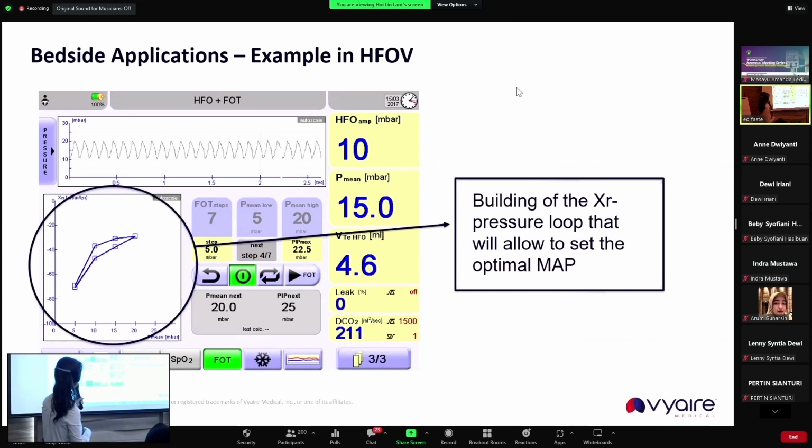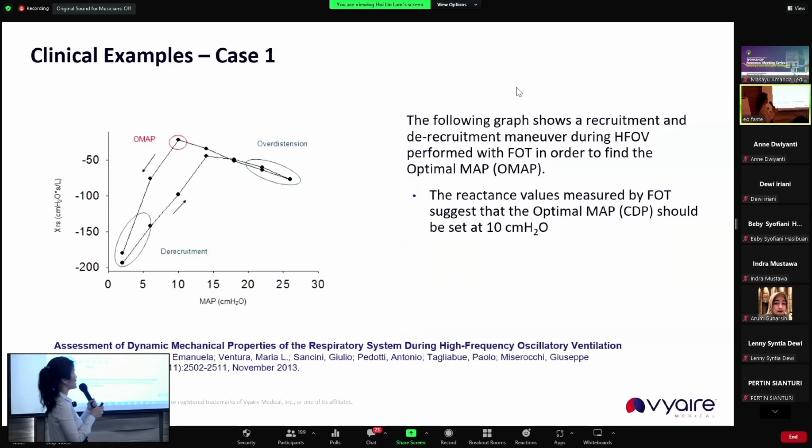I think maybe around 15 or 20. So depending on which one is higher, right? Okay, so you can see that this one is actually the compliance. You can see that here at 20, if we can do a bit more to 25, we see whether it goes down or not. Otherwise, maybe we can set the optimal mean airway pressure for the patient at 20.